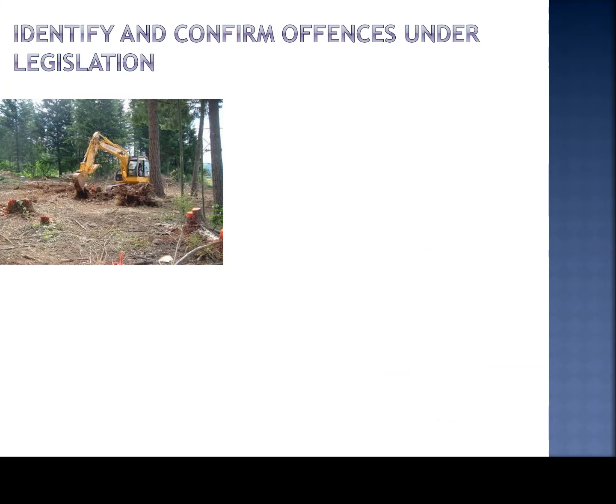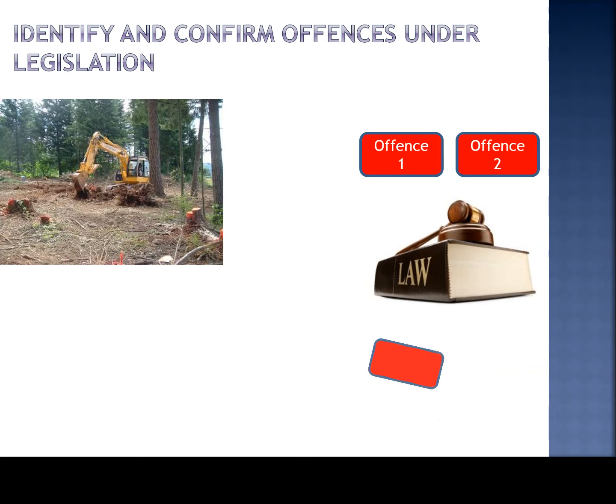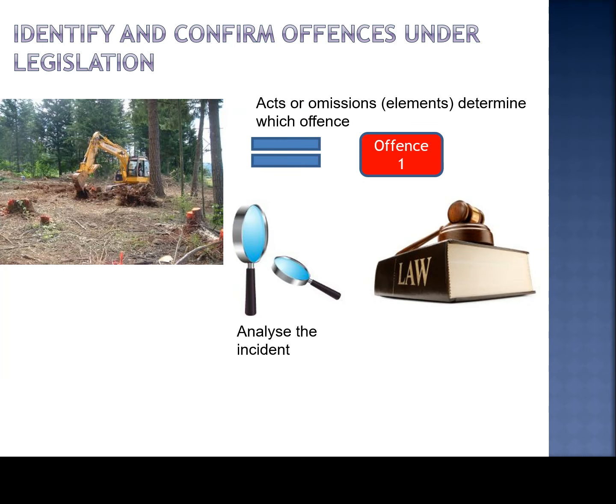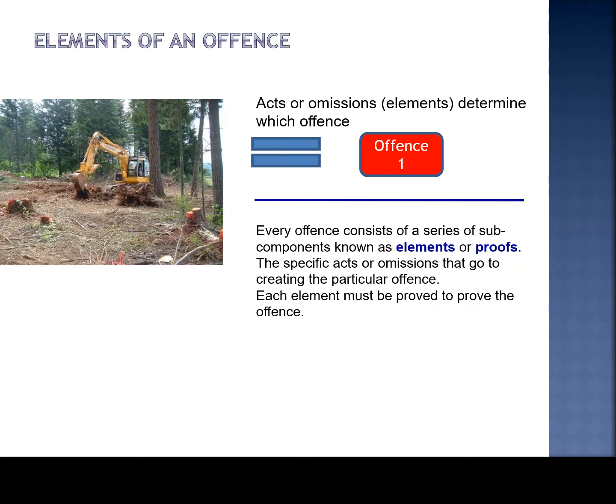So to identify and confirm offences under legislation, we need to look at the circumstances presented in the situation that we're investigating, and identify or understand the potential offences in the legislation. We can determine more than one offence, but determine the most likely offence that has occurred through understanding the incident and determining the acts or omissions that constitute a particular offence. And then we focus on that offence and ask, okay, what are the elements that we need to prove? For question 4 of your short answer questions, this information would be useful.